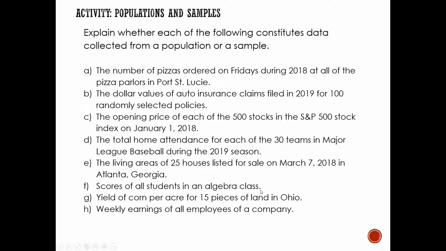The scores of all students in an algebra class. Did you find the word all? All will always tell you that this is population data. And the yield of corn per acre for 15 pieces of land in Iowa. Do you assume that there are only 15 pieces of land in Iowa, or do you think there are more than 15? Yes, probably more. So this is only a subset of the total. So this is sample data. Weekly earnings of all employees of a company. Well, even if there are only 3 employees of a company, we're choosing to survey all of them. That means we have dealt with the entire population.